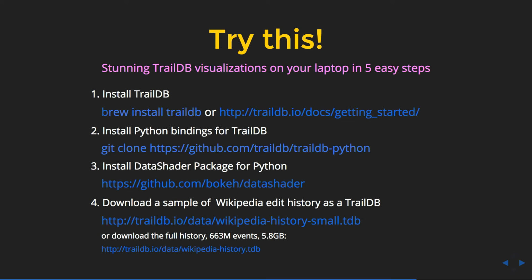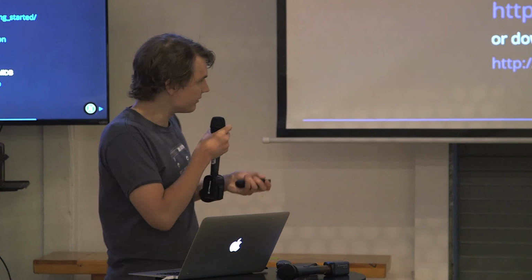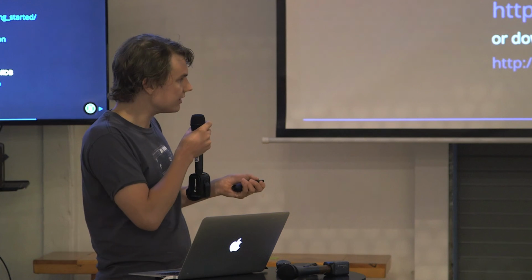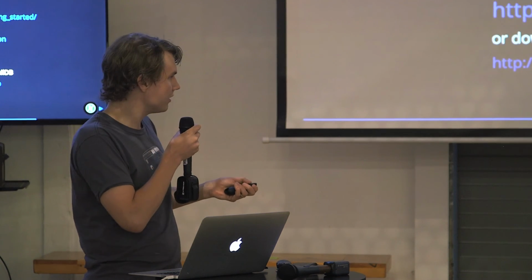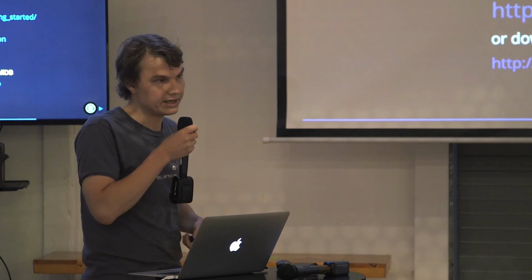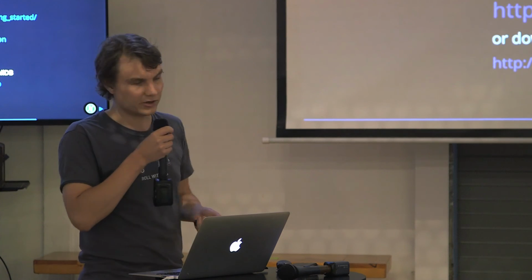So it contains 663 million events, basically someone editing Wikipedia. And it has the username of the person who made the edit, the page title, the IP address, and the second level timestamp when the edit took place. And the interesting fact is that taking everything that has ever happened in Wikipedia, the result is just 5.8 gigabytes, so something that you can easily do on your laptop.